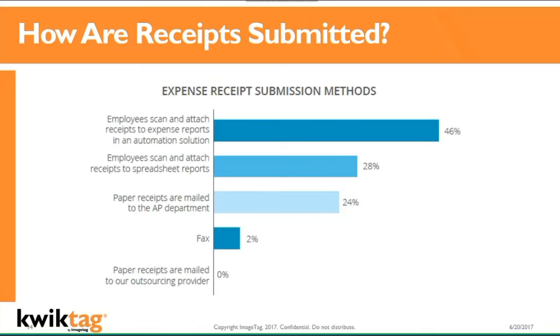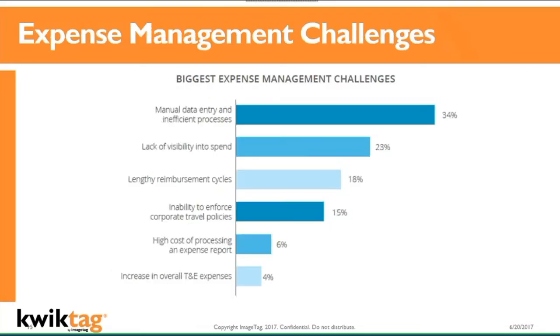So, here's some additional data points with some industry research that supports what else is going on with how those expense reports and how those receipts get submitted. Maybe you can relate. People are still scanning in, filling out spreadsheets. Paper receipts are still being mailed to the AP department. And again, most of this winds up in your lap. It comes to you for you to deal with. And so the resulting challenges, not surprisingly, are very similar to that of the AP process. The biggest expense management challenges are the same things that you face with the inefficient processes: data entry, lack of visibility into spend, frustrated employees calling you on the phone and saying, hey, when am I going to get paid?